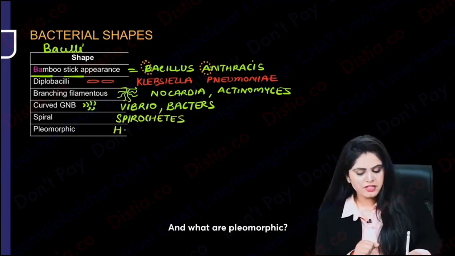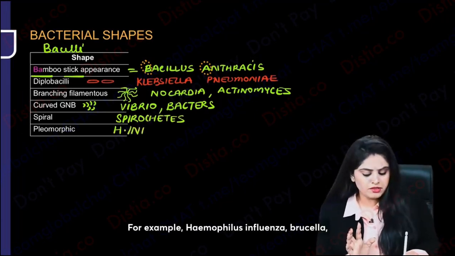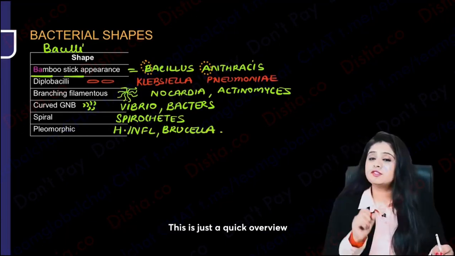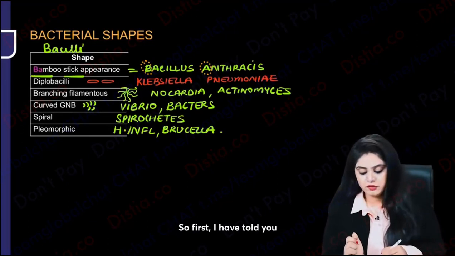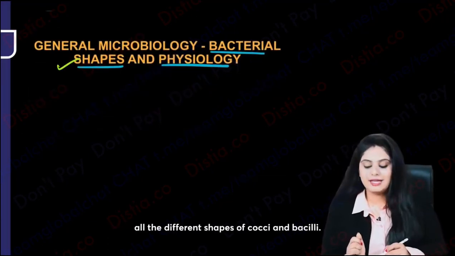And what are pleomorphic? Those which do not have any fixed shape. For example, Haemophilus influenzae, Brucella, these are the ones which are going to be pleomorphic. This is just a quick overview because this will help you a lot in your bacteriology section. So first I have told you all the different shapes of cocci and bacilli.